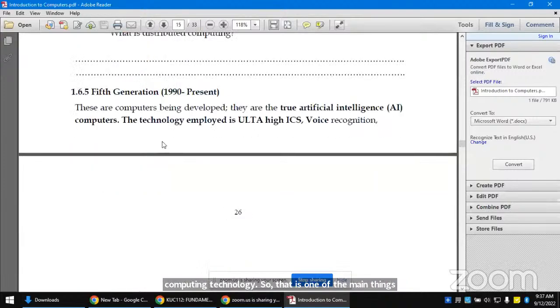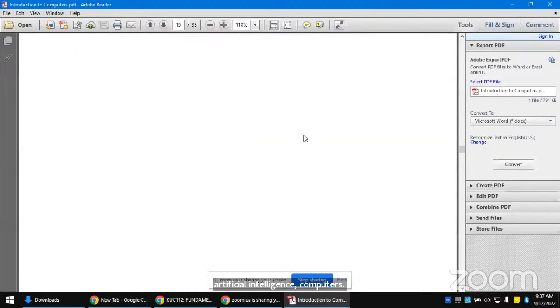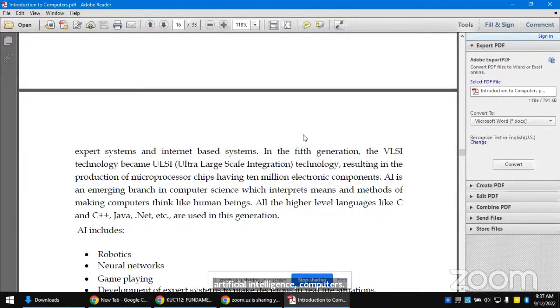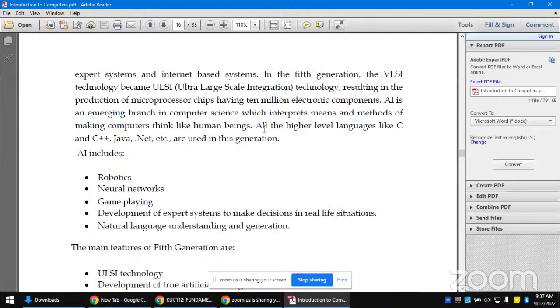And now we are going to the fifth generation. These are computers being developed. They are the true artificial intelligence computers. The computers employ ultra high ICs, integrated circuits, voice recognition, expert systems, and internet-based systems. In the fifth generation, VLSI technology became ultra large-scale integration. So here now we are talking about the ultra.